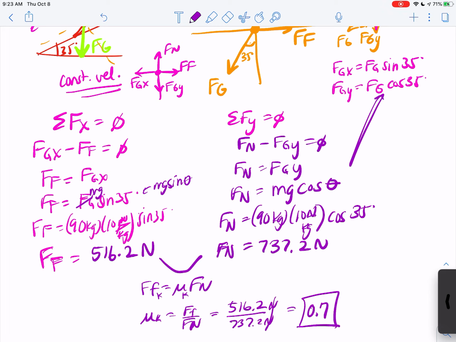So this is going to be the coefficient of friction. Remember, it's almost always going to be less than 1. If it came out greater than 1, it's not necessarily wrong, but it might be wrong. I would double check it.